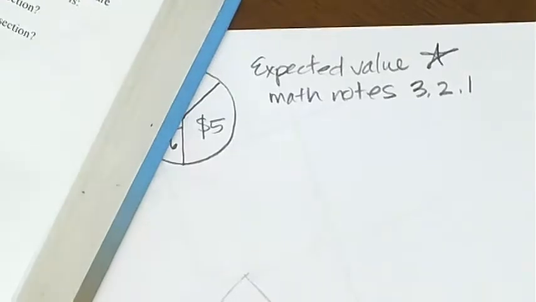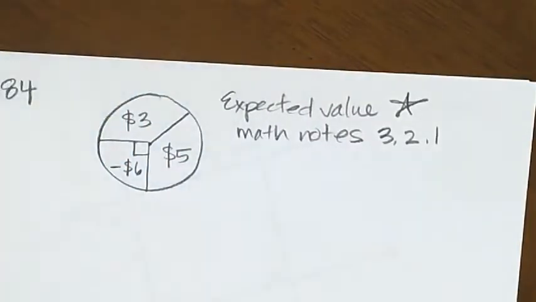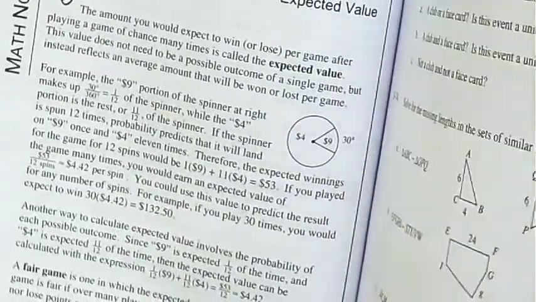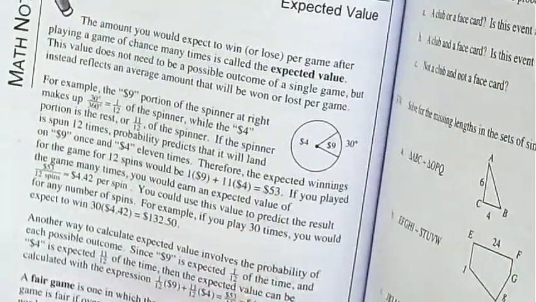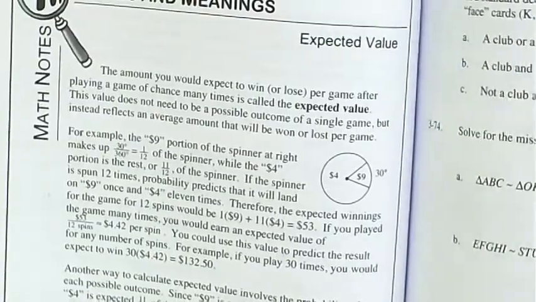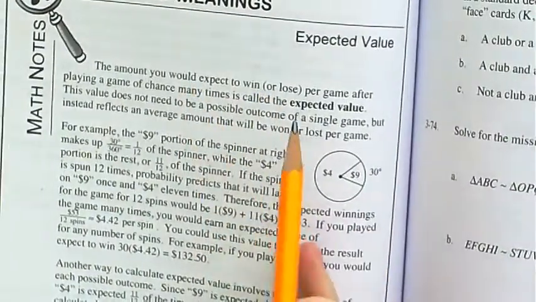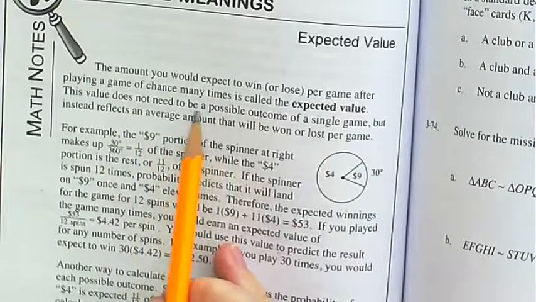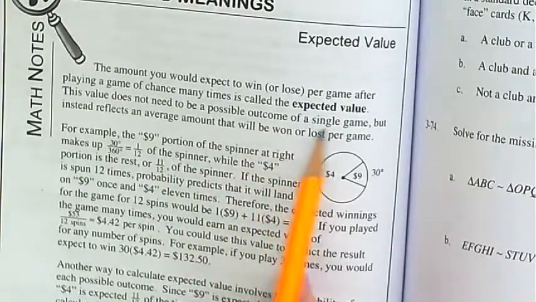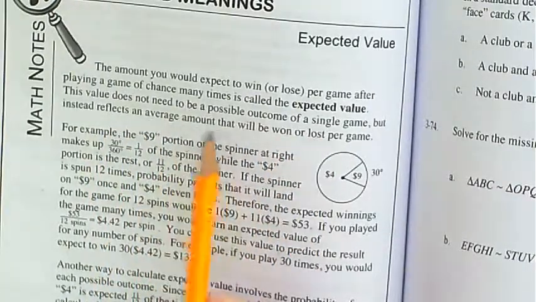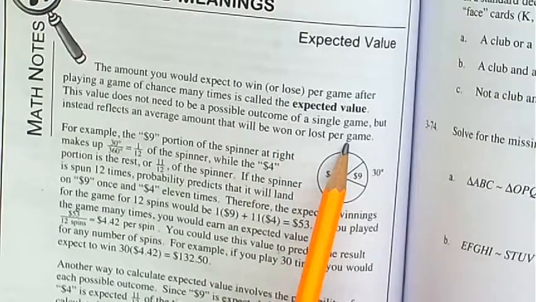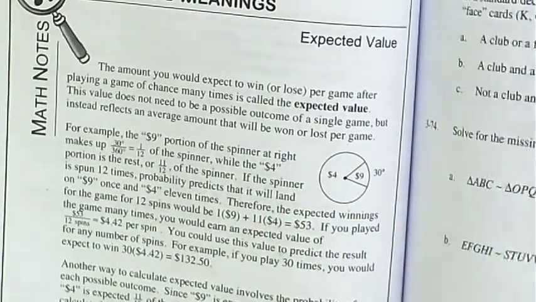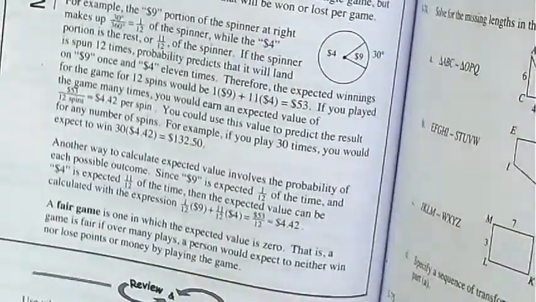Okay, so expected value: the amount you would expect to win or lose per game after playing a game of chance is called expected value. It doesn't need to be a possible outcome of a single game, but instead reflects an average amount that will be won or lost per game.